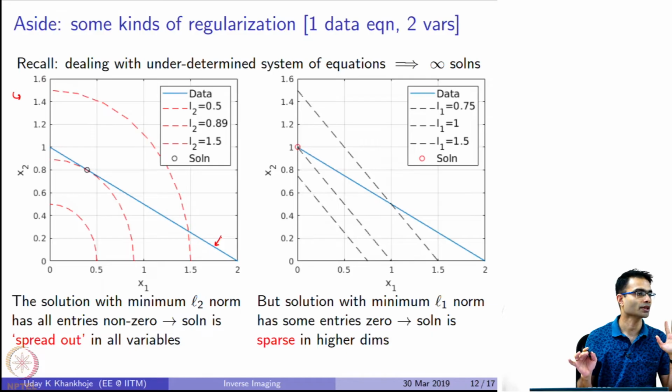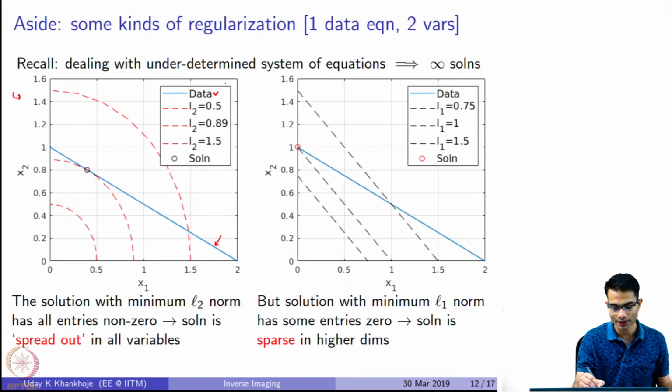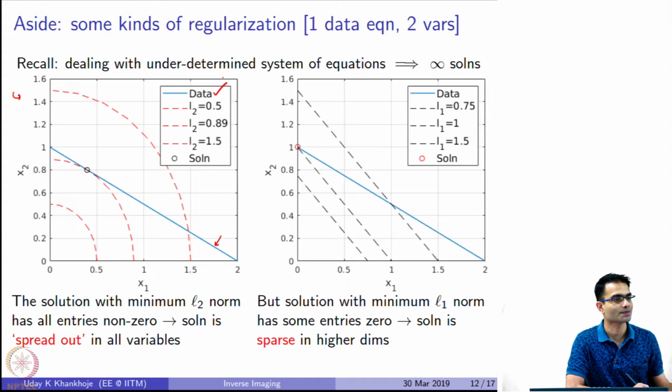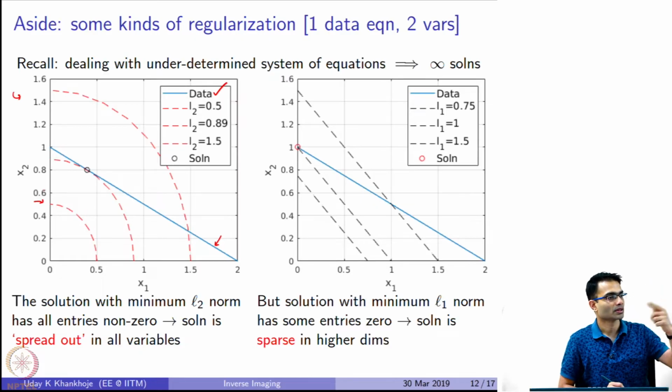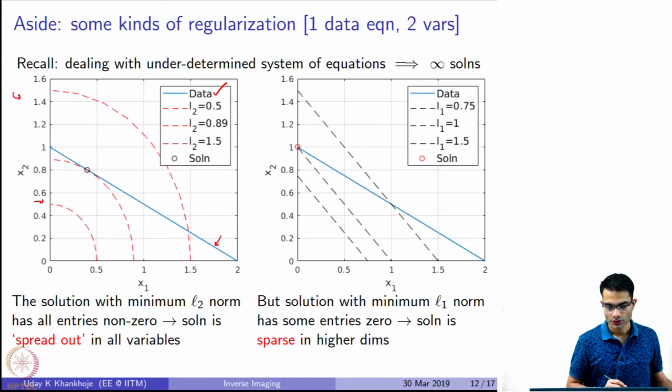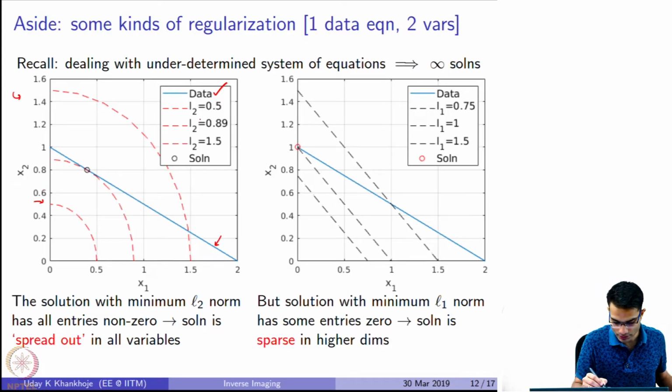1 equation in 2 variables is what? A line. That's your blue line. I am calling it the data equation. And if I want minimum L2 norm, that is minimum energy, then these red dashed lines over here are all circles of constant 2 norm. For example, this one is 0.5 radius. I keep increasing this until I touch the data equation.